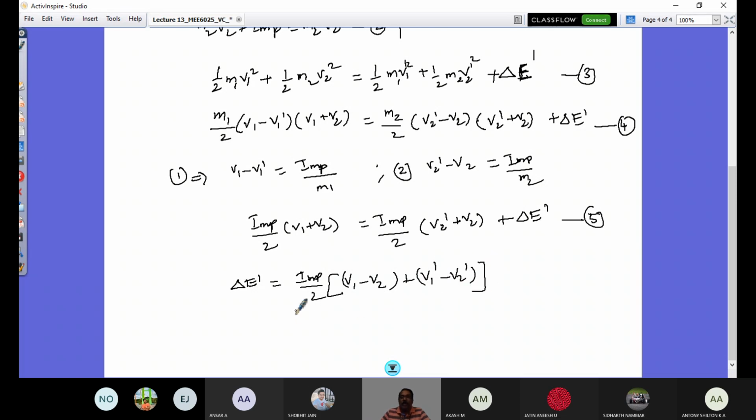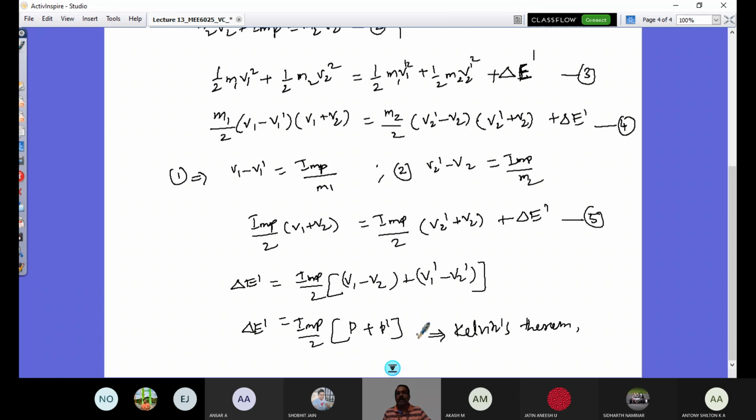So it's proved now. That's equal to IMP by 2, where V1 minus V2 is the relative velocity of approach. V1 dash minus V2 dash is the relative velocity of separation. It's a very simple derivation, and this is what is called Kelvin's theorem for dissipated energy. So now continuing with this further, you would be able to have two cases.